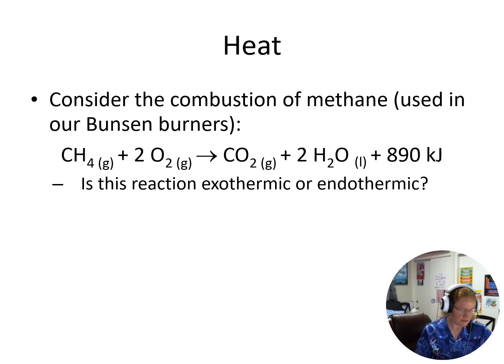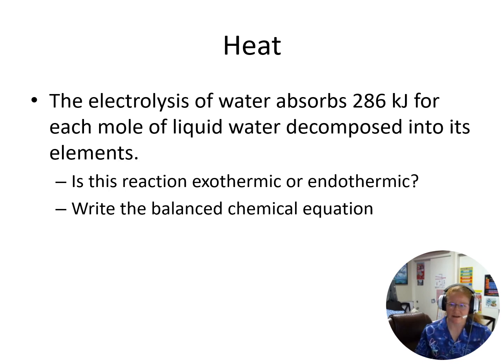All right, so if I look at the combustion of methane, which is what we're using in our Bunsen burners, where do I have energy written? Is energy written as a reactant or a product? Energy is written as a product. So our reaction is exothermic. Okay, it's giving off heat. All right, what about this one?